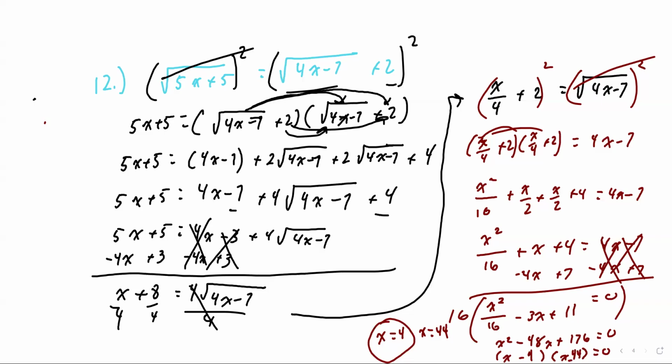44 is not a quick thing I can do in my head. So let's see. 44 times 5 is 220. Plus 5 is 225. So that would be 15 on the left. Then we do 4 times 44 minus 7, which is 169. That is 13. Plus 2 is 15. All right, 44 happens to work too. So both of those would be part of your answer.